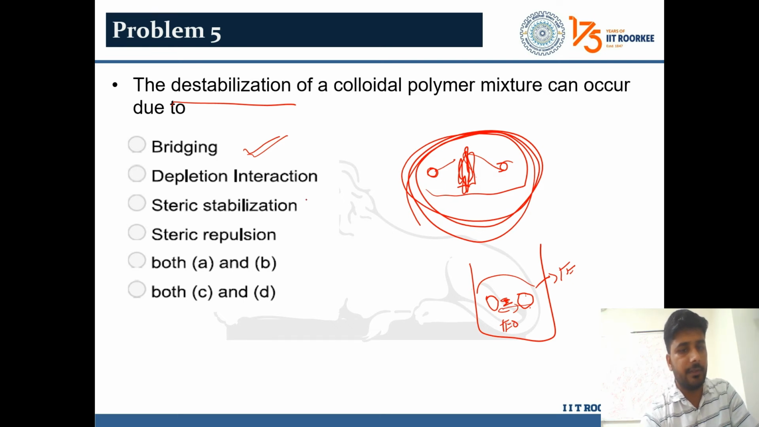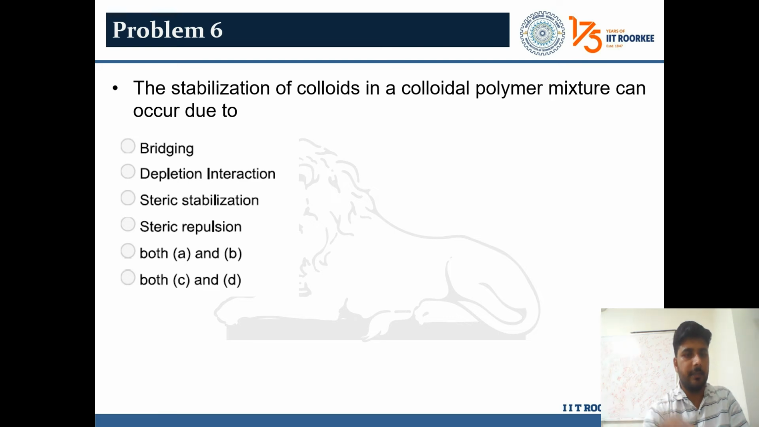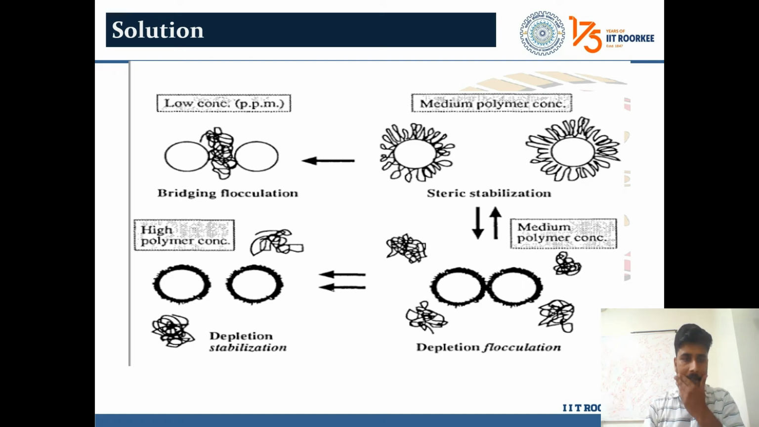So this is not a destabilization. This is also not a destabilization. These two are examples of stabilization of a colloidal polymer mixture. So this option will be the right option for this. And similarly, C and D are the correct options for the stabilization of colloids. So let me discuss the different phenomena one by one.